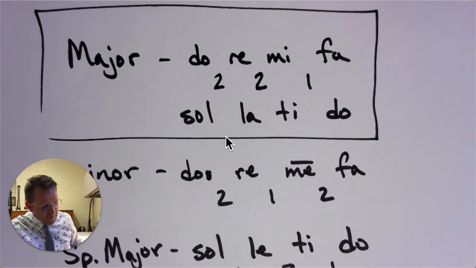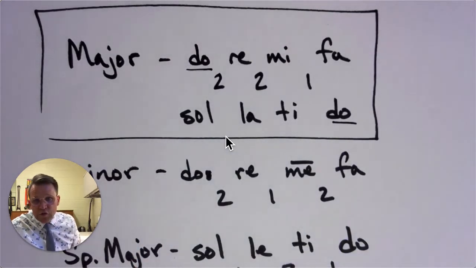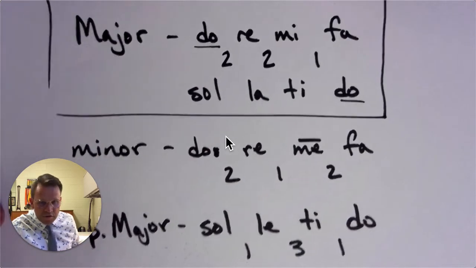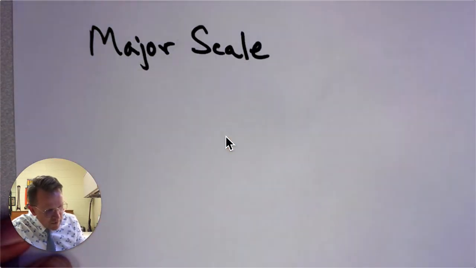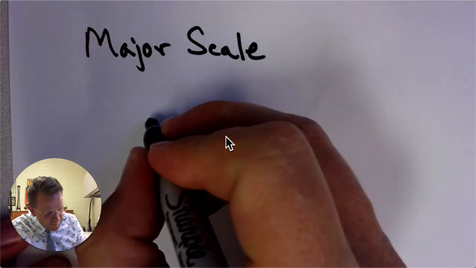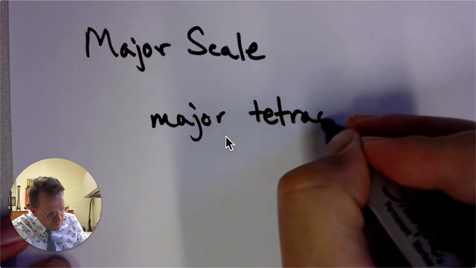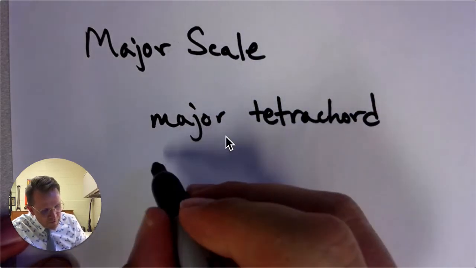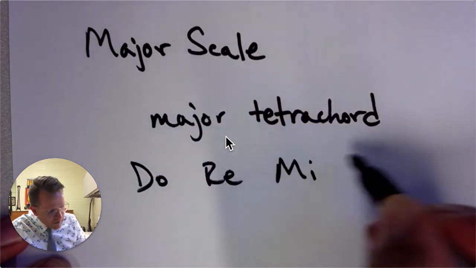A major scale goes from one note to its octave, and it connects two major tetrachords by two semitones. So let me just clarify that. In other words, to make a major scale, we'll take a major tetrachord on bottom, built off of do. So you have do, re, mi, fa.